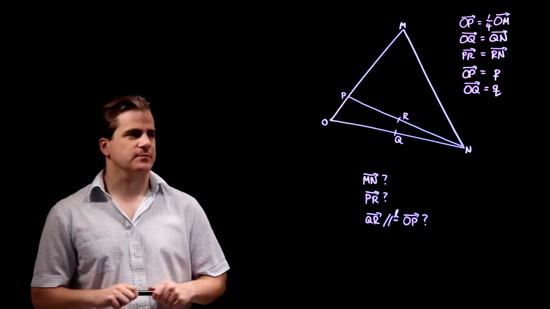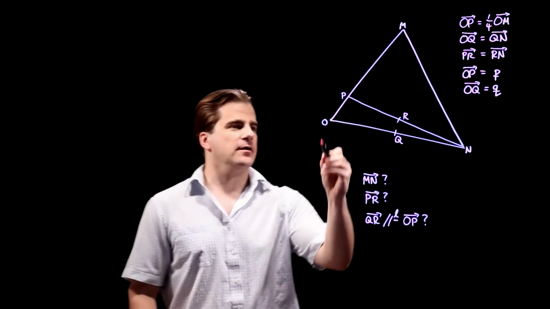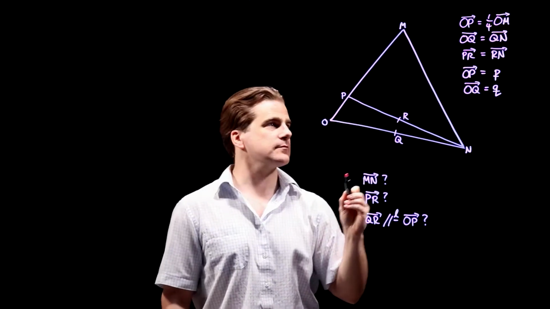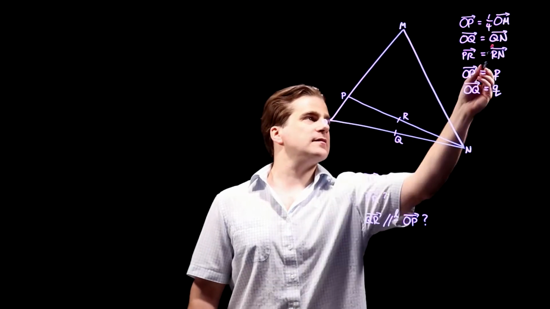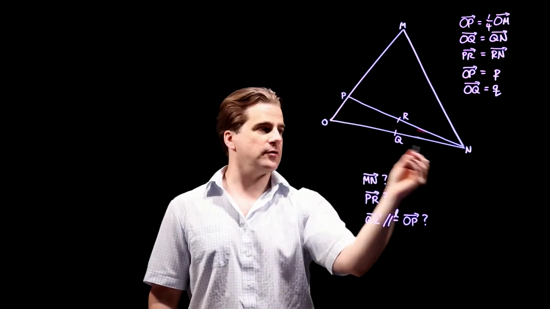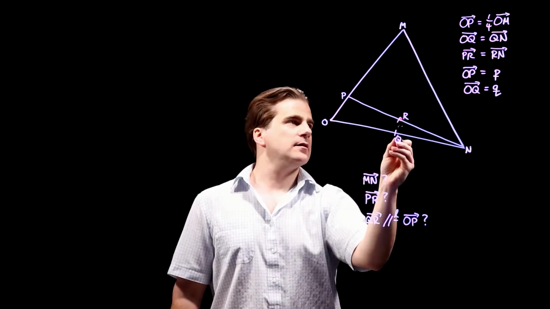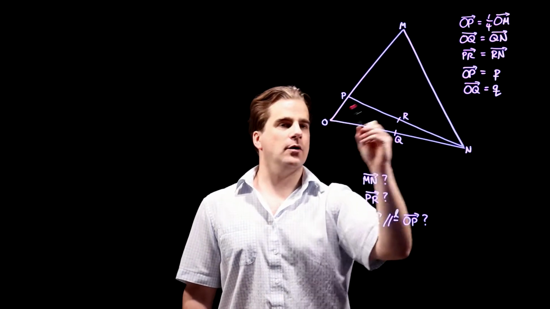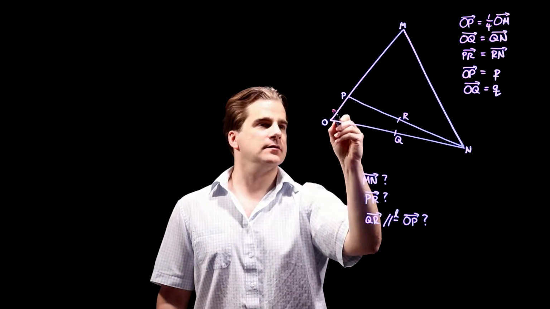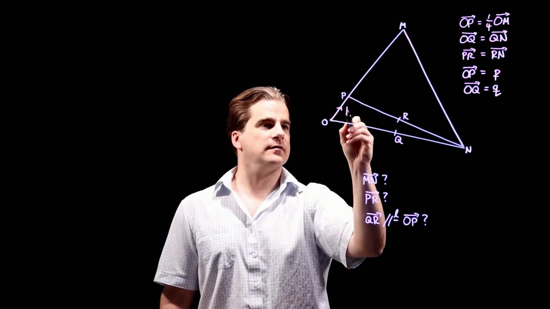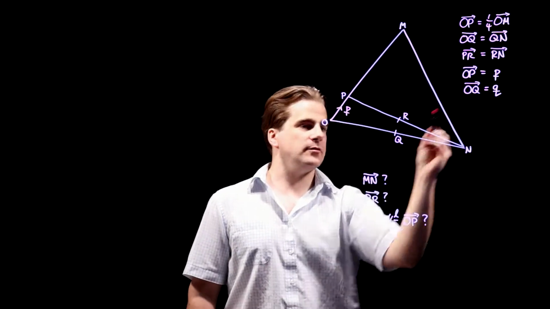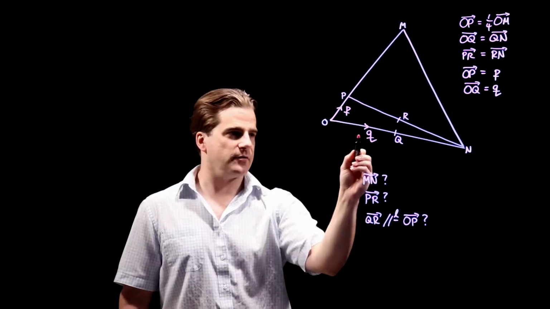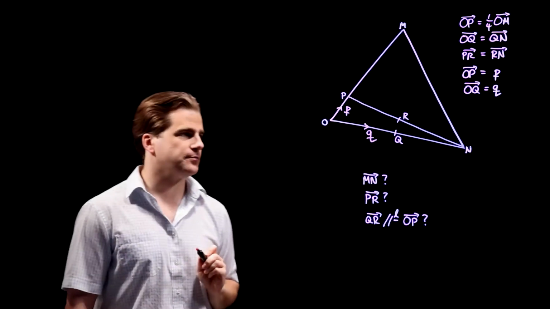So, vectors. We have been told that O to P is a quarter of O to M. O to Q is the same as Q to N, so Q is the midpoint of ON. P to R is the same as R to N, so R is the midpoint of PN. O to P is P, so that is P from there to there. O to Q is Q. Drawing vectors with a little line underneath them, as you should.